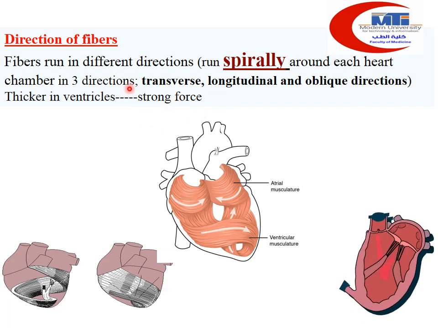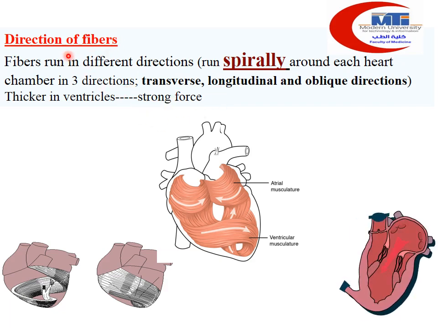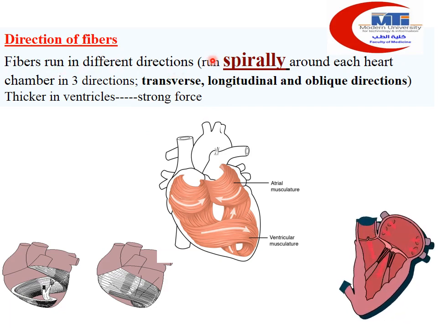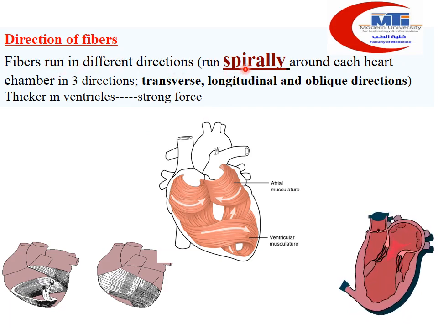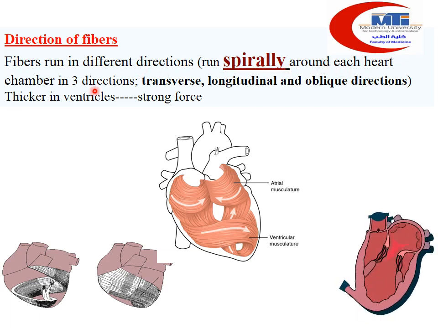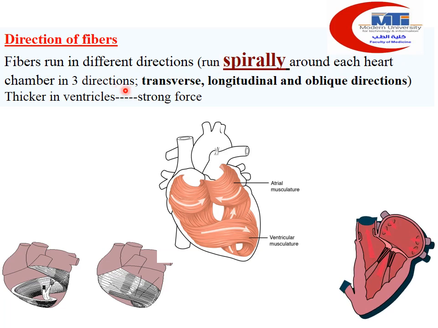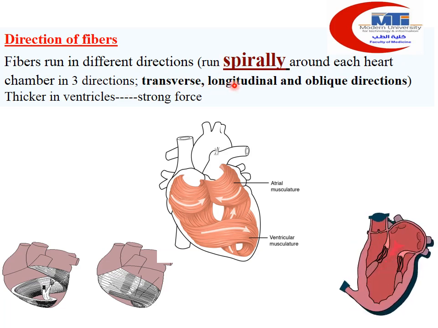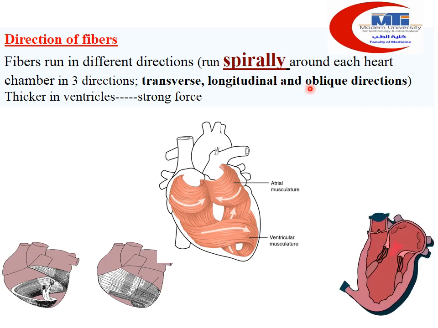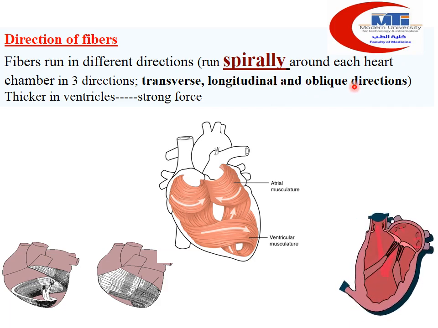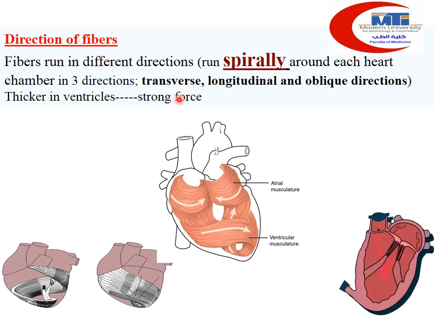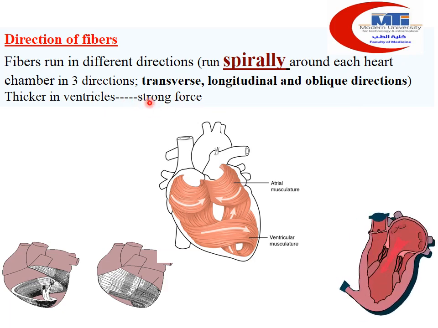Direction of the fibers of cardiac muscle. Fibers in cardiac muscle run in different directions. They run spirally around each heart chamber in three directions: transverse direction, longitudinal direction, and oblique direction. Thicker in the ventricle with strong force.